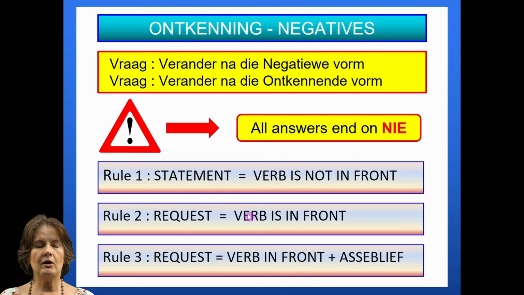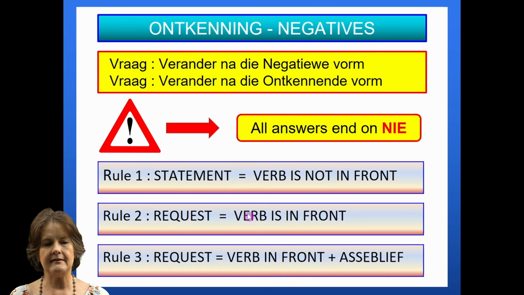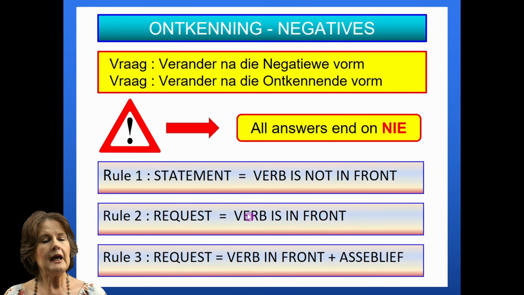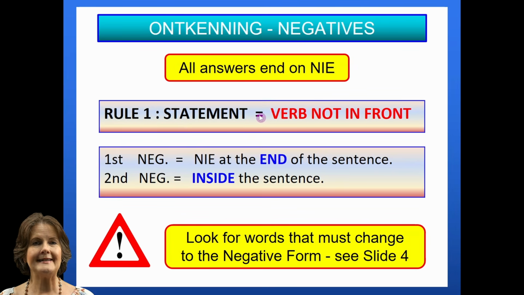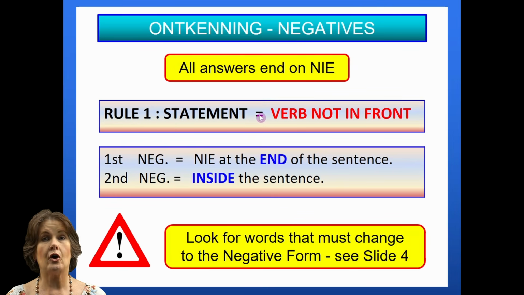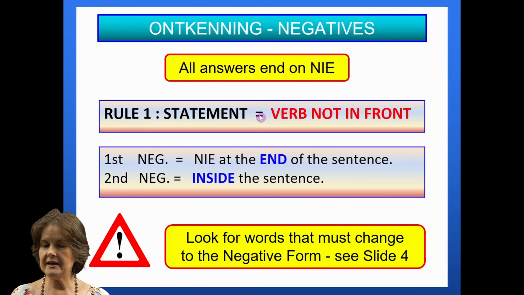So remember, your answer must end on a nie. So when you have a sentence, you put the nie at the end. Then you look at the first word. If your first word is not a verb, you are dealing with rule 1. You are dealing with statements or questions. Questions and statements are always rule 1. What you need to do when it's rule 1, you need to learn this very carefully.